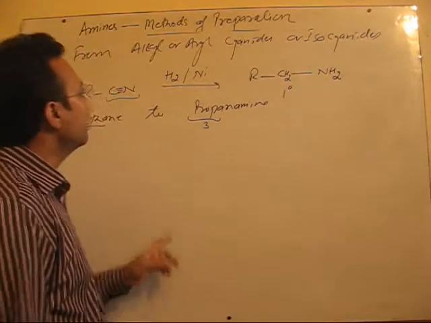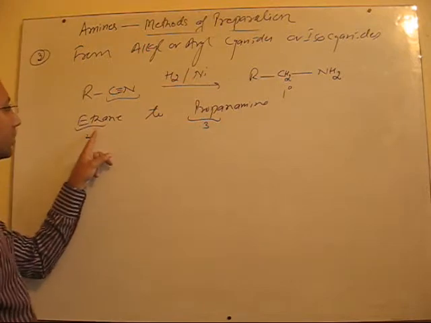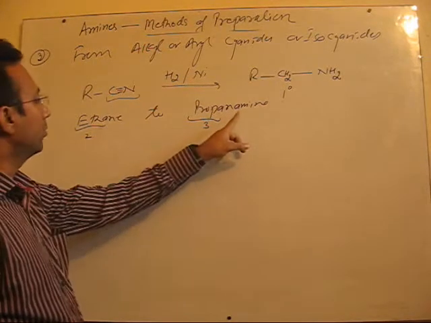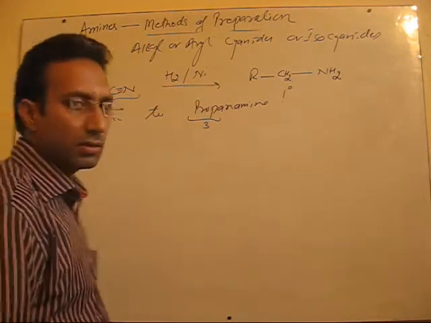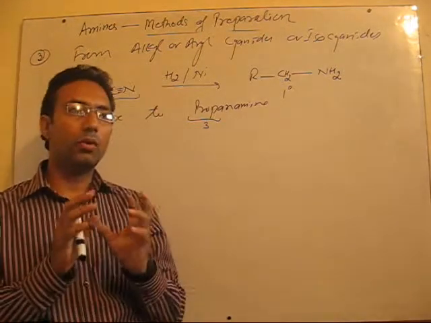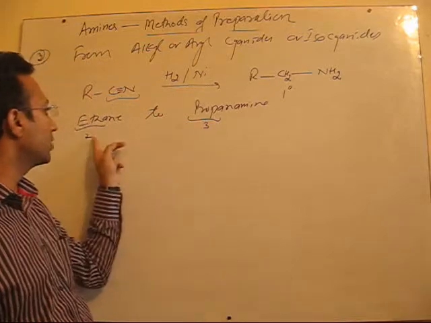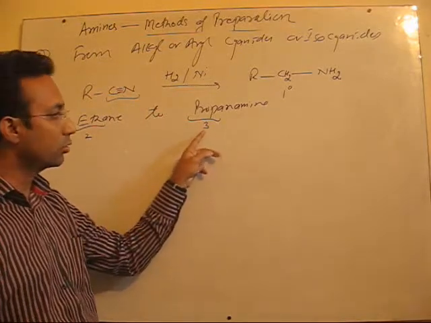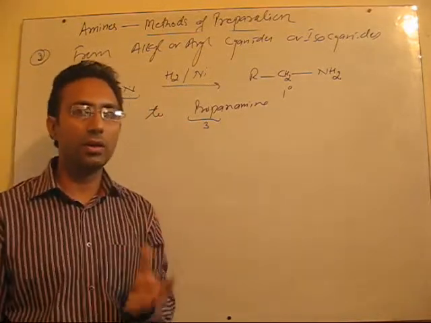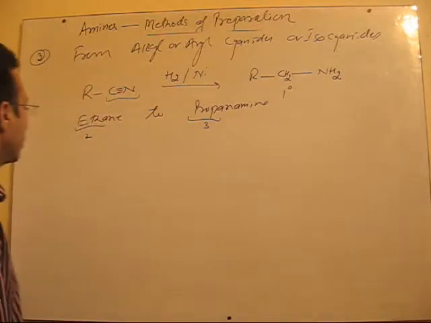So let's continue. Here the conversion is ethane to propanamine. Fine. So I was telling you that whenever you want a cyanide group to be introduced, because you know cyanide is required as the chain is increased by one carbon, you always need to have a haloalkane for that purpose.